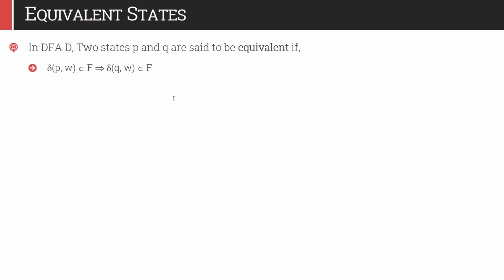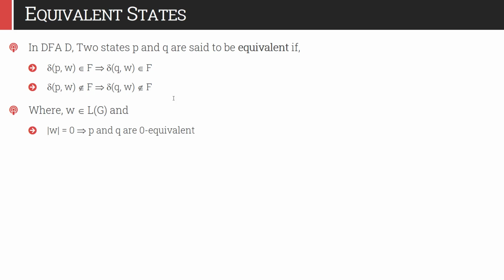Let us check how to identify equivalent states. In a DFA D, two states P and Q are said to be equivalent if they satisfy the following condition. For some string W, if we start from state P and go to a final state, then if we read W from state Q, we also go to a final state. Or if we read string W from state P and go to a non-final state, then on reading W from Q, we also go to a non-final state. Then we can say that P and Q are equivalent.